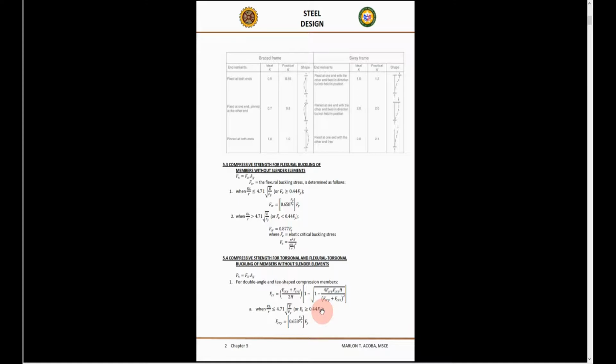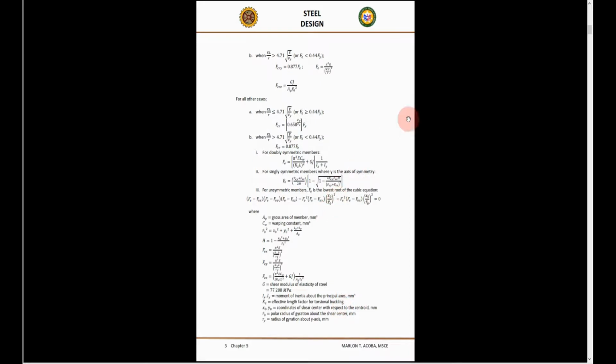So we have here for double angle and T-shaped compression members, and this is applicable when the flexural buckling about the x-axis governs. We also have here for other cases, like for doubly symmetric members, for singly symmetric members where y is the axis of symmetry, and for unsymmetric members. And reflected here are the formulas for determining the elastic torsional stress at x, y, and z axis.